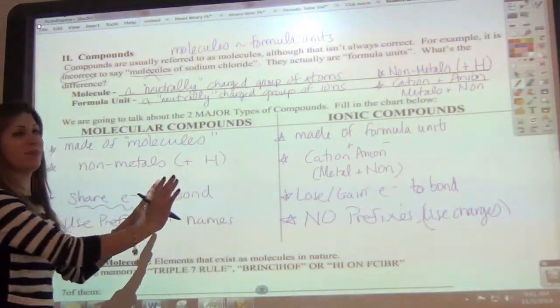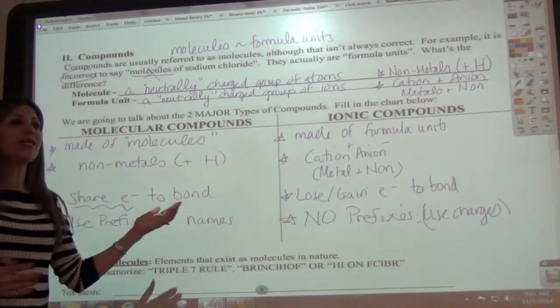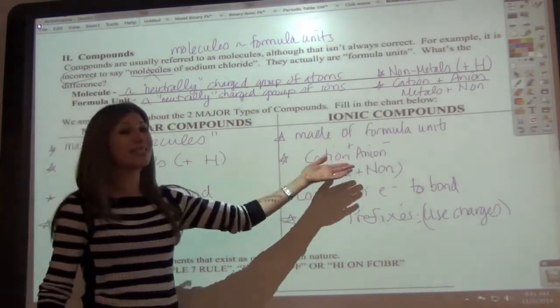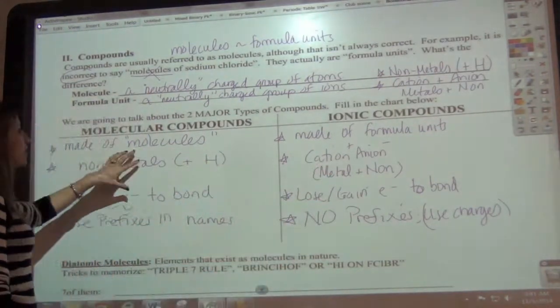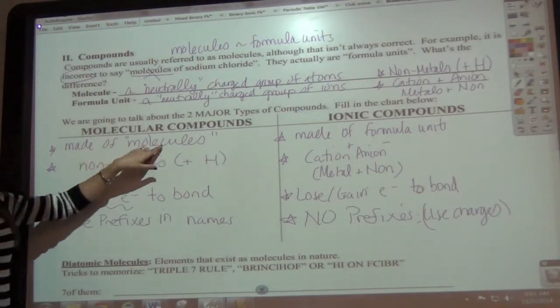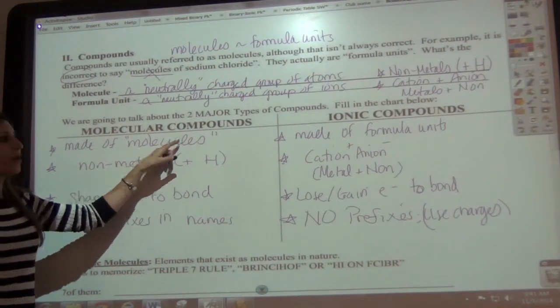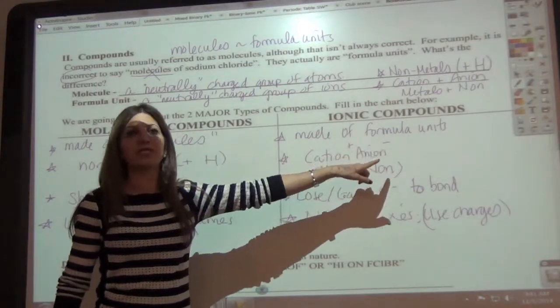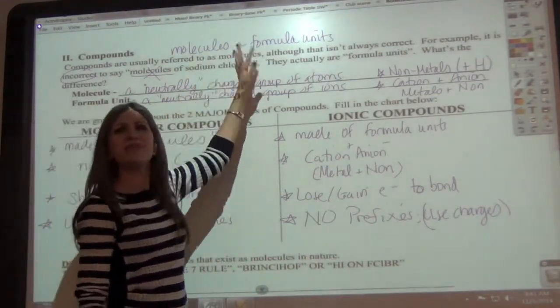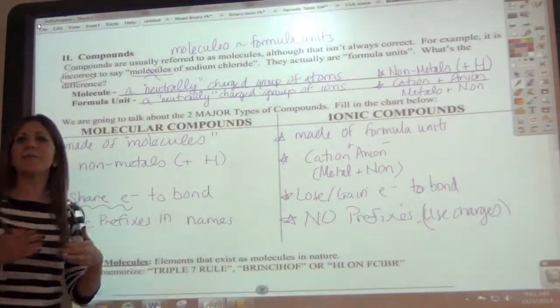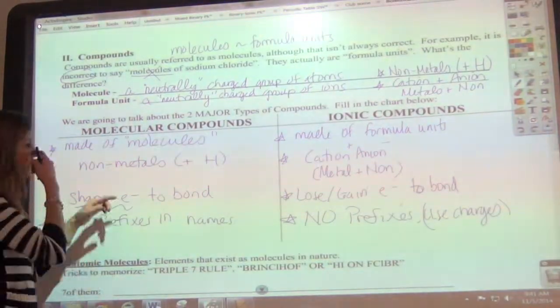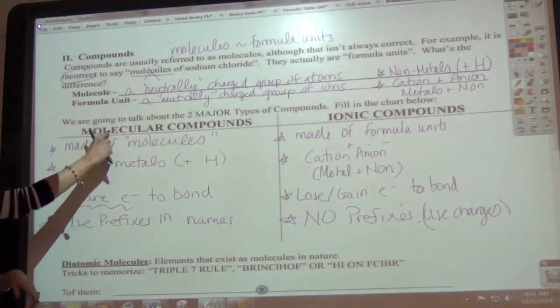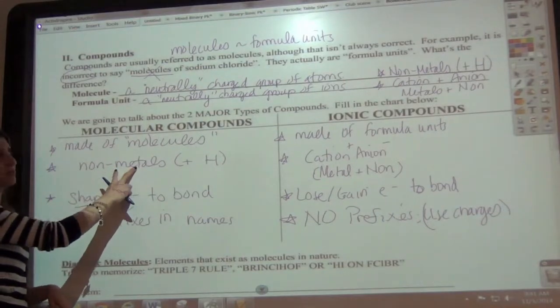So first thing I want to make sure that we do is we just do a quick review of what is a molecular compound versus what is an ionic compound, okay? So these molecular compounds, these are made of molecules, whereas ionic compounds are made of what are called formula units. They're pretty much the same thing, it's just that it depends on what types of elements they are made of. So, for example, the molecular compounds are made of nonmetals.